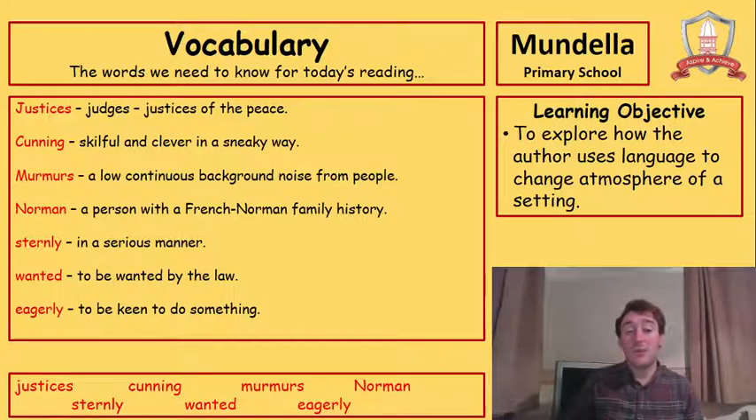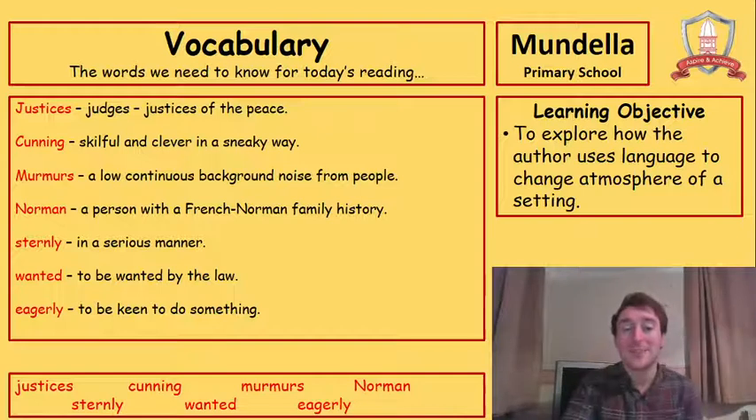Sternly. If you talk sternly, you're talking in a very serious manner. Wanted. Now, in this next section, if you're wanted, it means you're wanted by the law for maybe doing something wrong. So outlaws are wanted to pay for their crimes by the sheriff. And finally, eagerly. If you do something eagerly, you're really keen to do it. You've got a lot of energy. You're eager to do something.